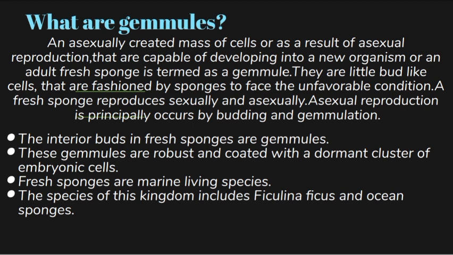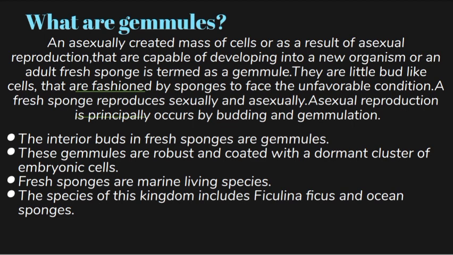It can be defined as a cluster of cells capable of growing into an adult sponge, as given here: an asexually created mass of cells, or the result of asexual reproduction, and they are capable of developing into a new organism. This is called a gemmule. They are little bud-like cells, as we said before, and they are capable of facing unfavorable conditions. A freshwater sponge reproduces sexually and asexually.